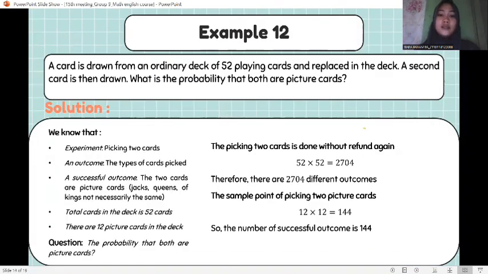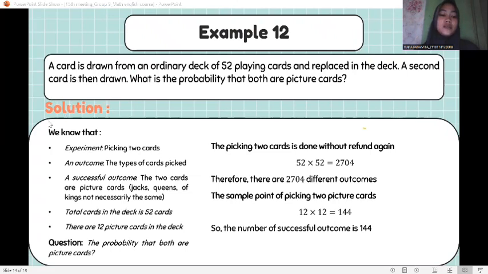Okay, the second example is example 12. The question is, a card is drawn from an ordinary deck of 52 playing cards and replaced in the deck. A second card is drawn. What is the probability that both are picture cards?